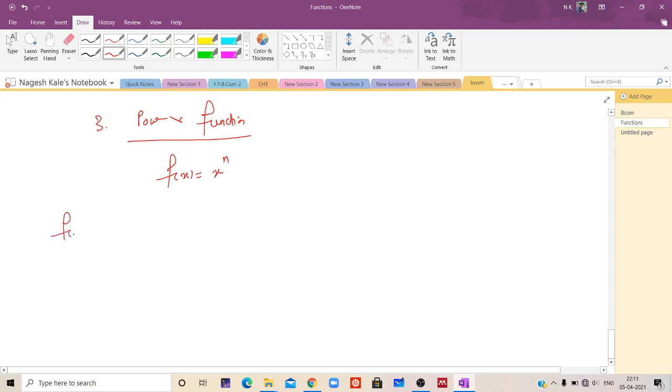You can take many more examples. f of x equal to x square, then you can take f of x equal to x cube. Likewise, you can define many more power functions. Now after talking about the power functions, let me come to the next type of functions, a very interesting and very important type of function, that is exponential functions.